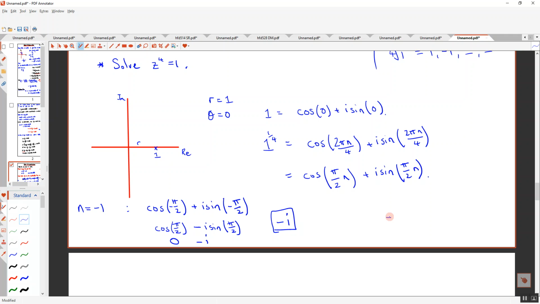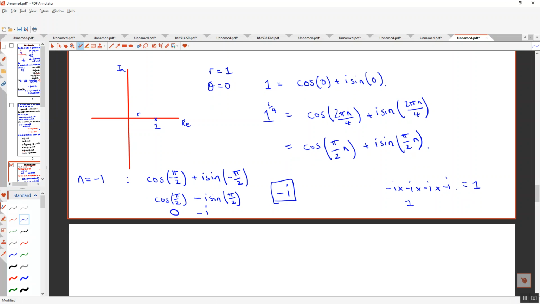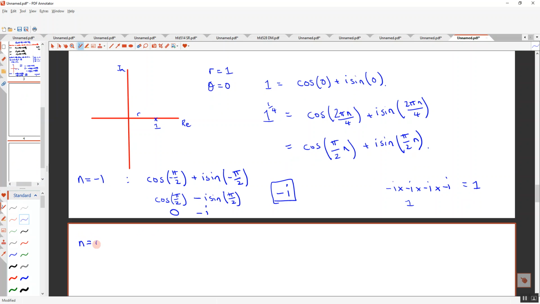And hopefully that makes sense. Well, it does make sense, because -i times -i times -i times -i gives me +1, so that gives me 1. Is that okay? So -i is our first root.